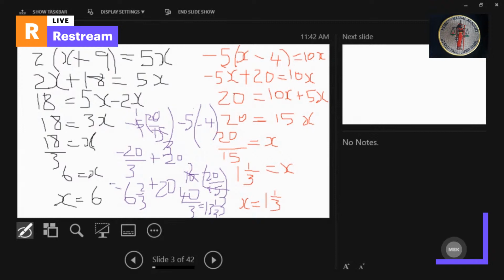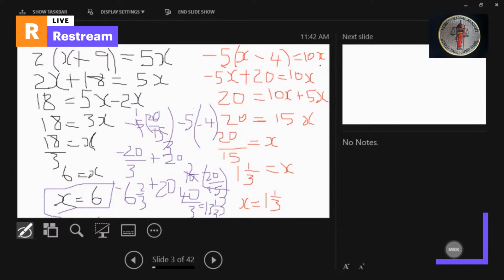And just that this is the presentable way to write it. So you're not wrong if you say 6 is equal to x. It means the same thing as x is equal to 6. Just that this is the preferred way to write your final answer with the variable on the left-hand side.